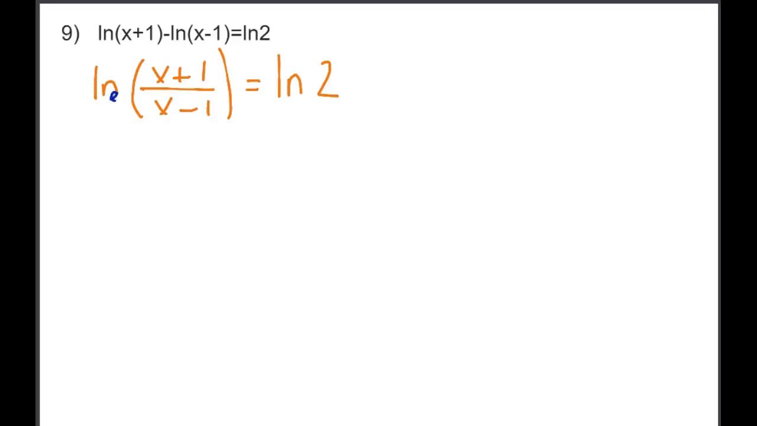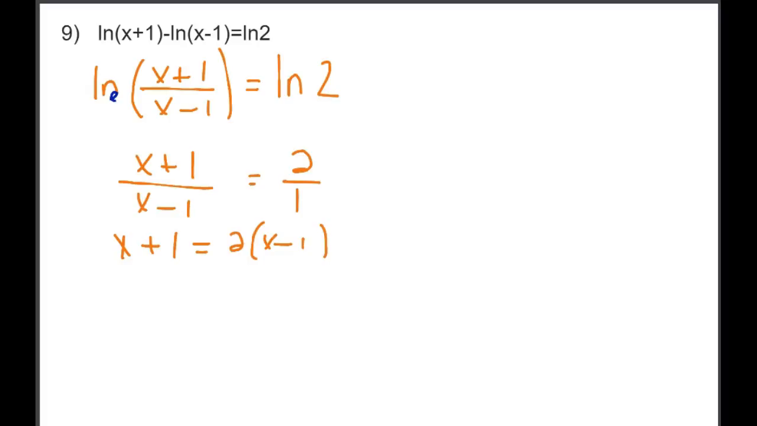Again, since both sides have a base of e, natural log, I can eliminate the logs in the problem. So the things I'm taking the logs of are equal. Actually, no, I don't need these parentheses here. Let me just get rid of that. So x plus 1 over x minus 1 equals 2. And then maybe we'll make that 2 over 1, so I can cross multiply. I'll have x plus 1 equals 2 times that quantity x minus 1. And distribute that 2. And then combine like terms.